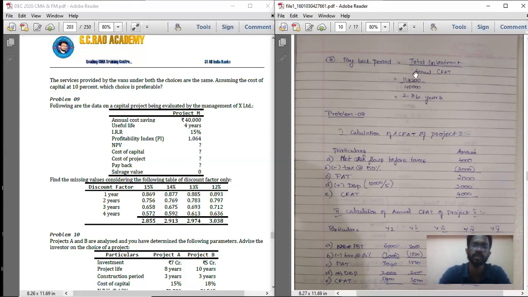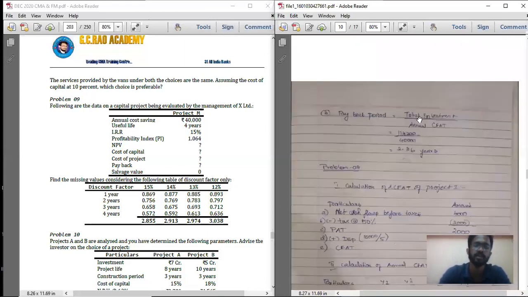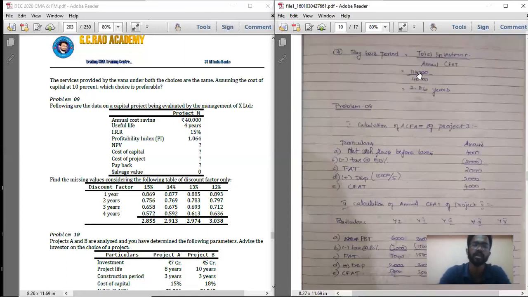What is the total investment? Total investment is nothing but the present value of cash outflow. That is, how much is the total cash outflow? That is the total investment. So 1,14,200. We calculated the present value of cash outflow. So 1,14,200 divided by the annual CFAT, which is 40,000. That is equal to 2.86 years. If you divide both, you are getting 2.86 years. That is the payback period.